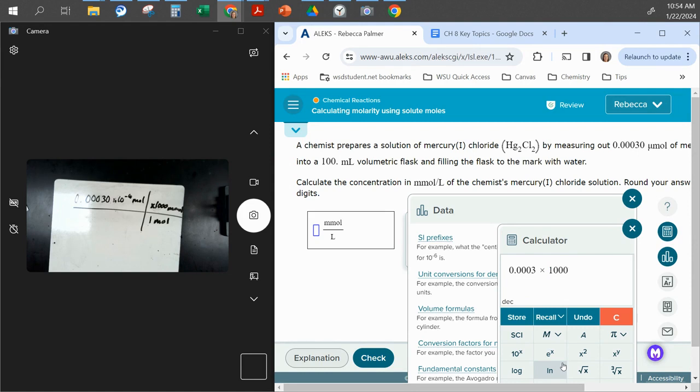Oops, I need this micro. This needs to be times 10 to the minus 6. So this is 0.003 micromoles times 1,000 gives me millimoles. Then I'm going to divide this by my liters. I'm going to convert milliliters to liters in my head. So that's liters. And we get this number, which is really small.